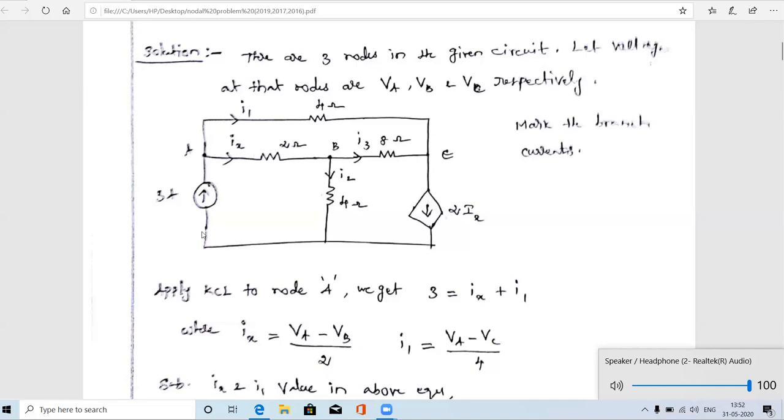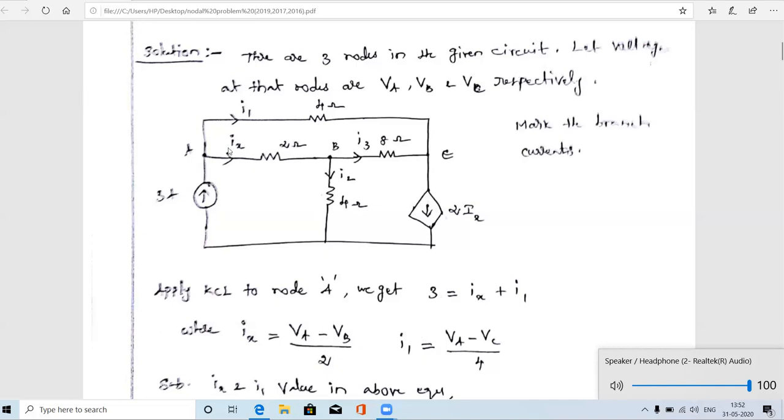According to Kirchhoff's current law, the sum of incoming current is equal to the sum of outgoing current. But here there is only one incoming current, 3. And the two outgoing currents are Ix and I1. So 3 equals Ix plus I1. This is one equation you consider. Now we have to find the value of Ix and I1 in terms of the nodal voltages.